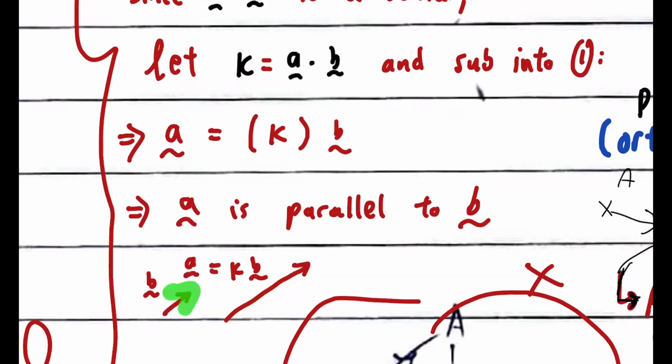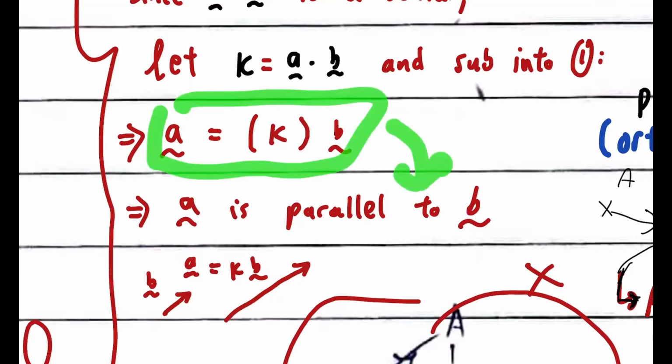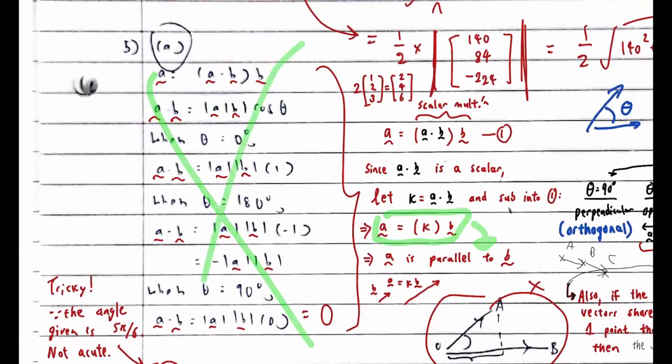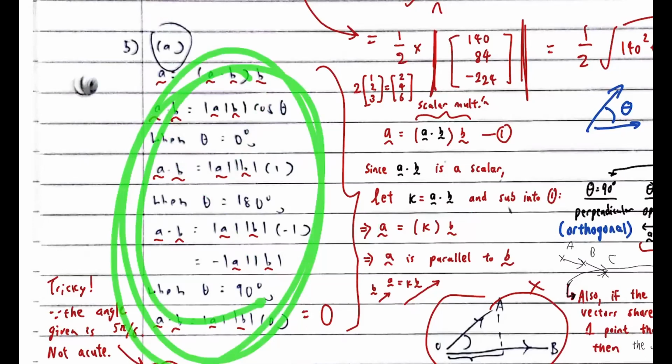Then what do you notice about these two vectors? They are parallel. Yeah, that's the definition of parallel vectors. So that's why. That's all. You don't need to do all this working. Maybe you need it for the second part.